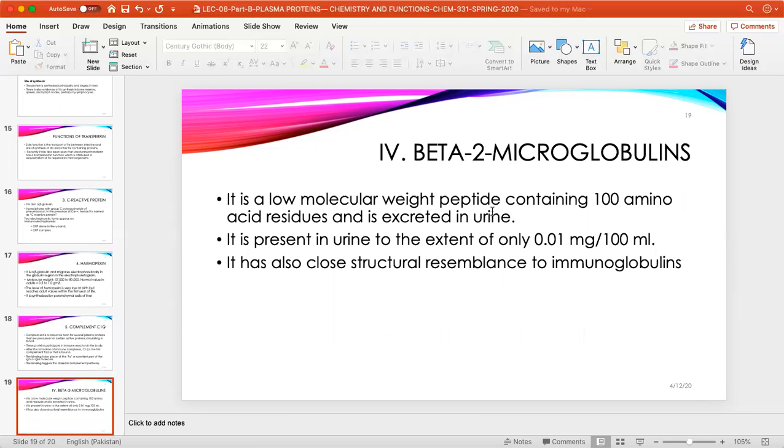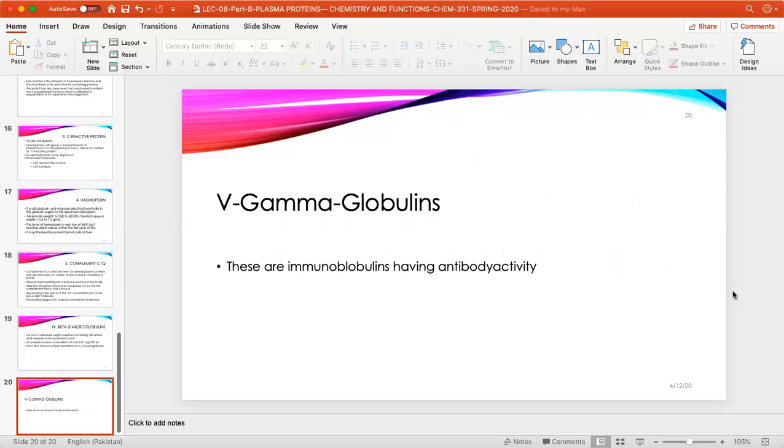The next kind of globulin is beta 2 microglobulin. It is a low molecular weight peptide containing 100 amino acid residues and is excreted in urine. It is present in urine to the extent of only 0.01 milligram per 100 milliliter, and it has a close structural resemblance to immunoglobulins. The last one is the gamma globulins, and these are immunoglobulins having antibody activity. So this is about this lecture.